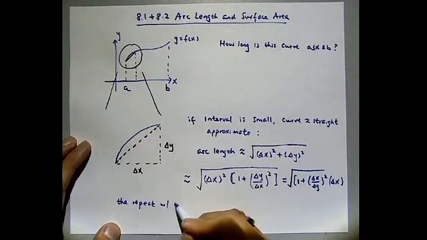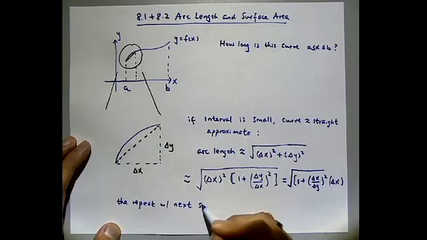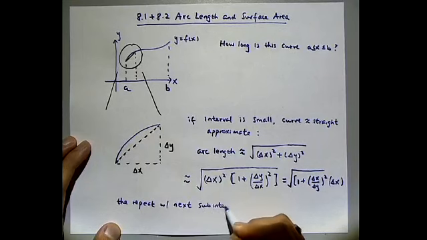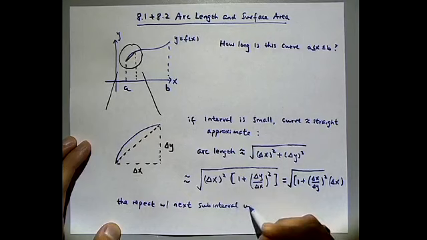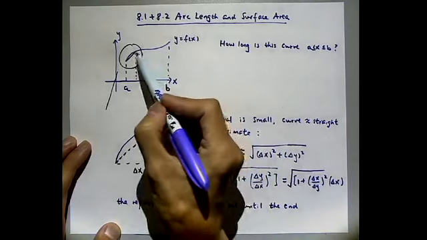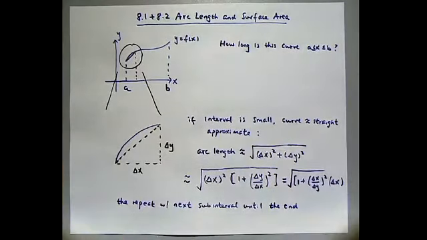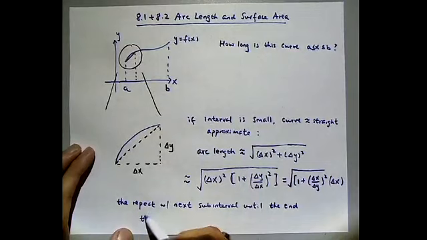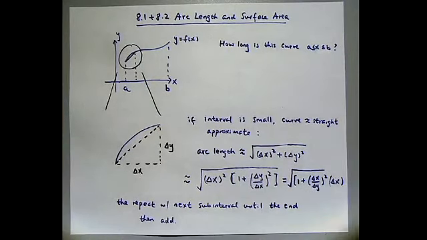Then we repeat with the next subinterval, until we reach the end. Right? So to the next one, the next one, the next one, and then add them up. So that's going to give us some kind of estimation based on short straight line segments.